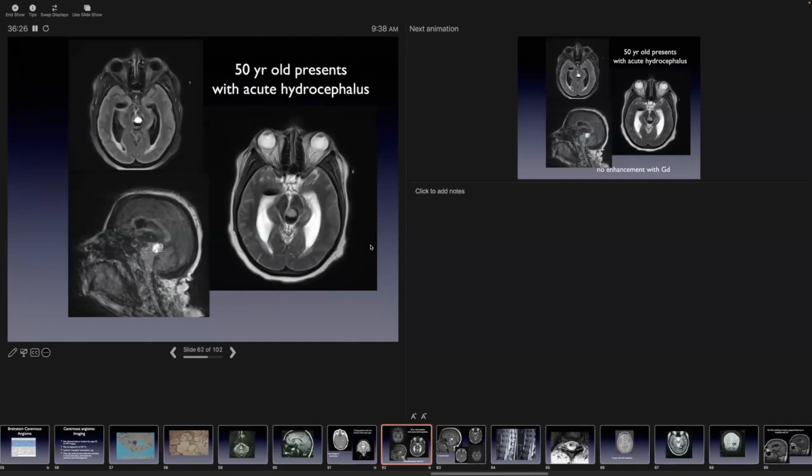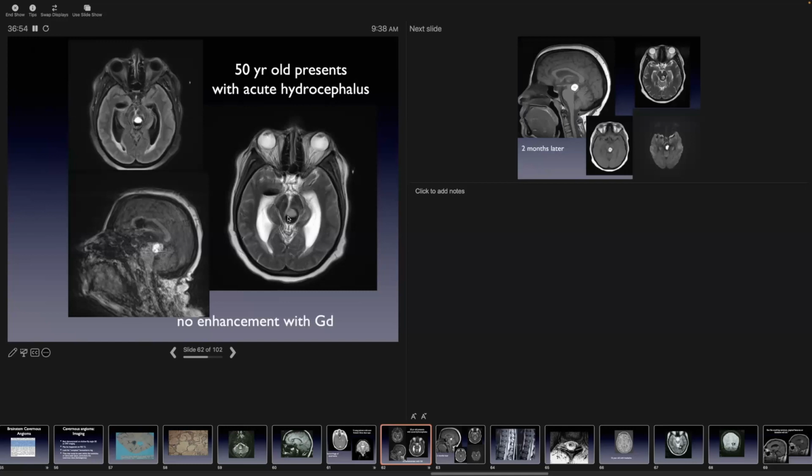Now, this was a problematic case. This was a 50-year-old presented with acute hydrocephalus. And here you see the fluid level. Now, we were thinking about aggressive neoplasms. Generally, metastatic lesions and aggressive neoplasms are the ones that hemorrhage, but we were puzzled because there was no enhancing tissue whatsoever, which would be unusual for even a hemorrhagic neoplasm, to see the absence of any enhancement.